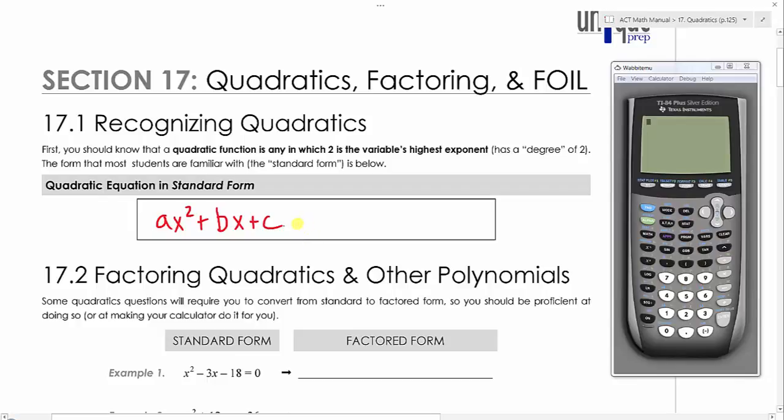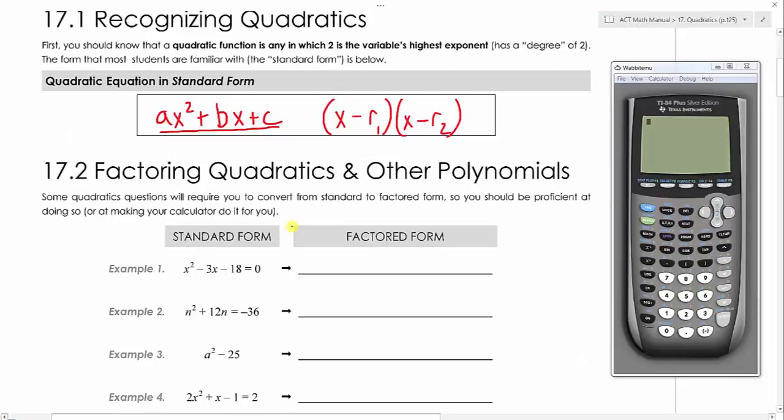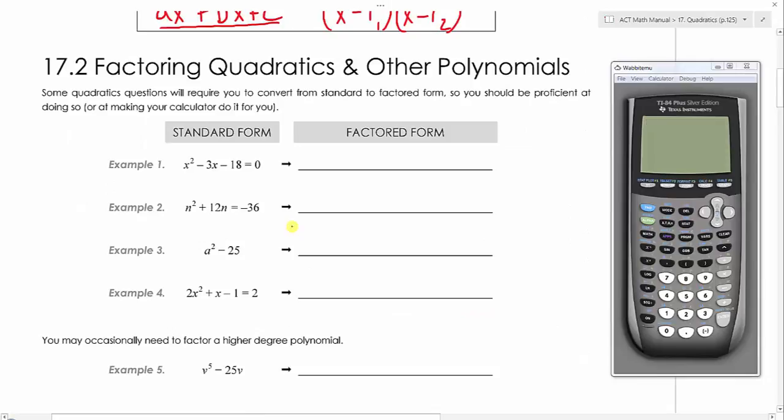So again, the standard form of a quadratic function is ax squared plus bx plus c, and the factored form will look something like this: x minus r1, x minus r2, something like that, where r1 and r2 are your roots. But you need to be familiar with these two forms. The standard form is probably the more important one. We are going to work in both of these forms. In fact, that's what we're going to do right now.